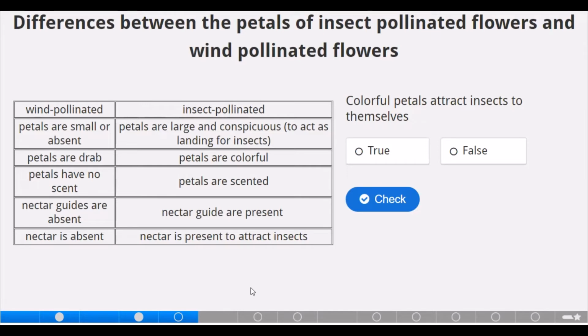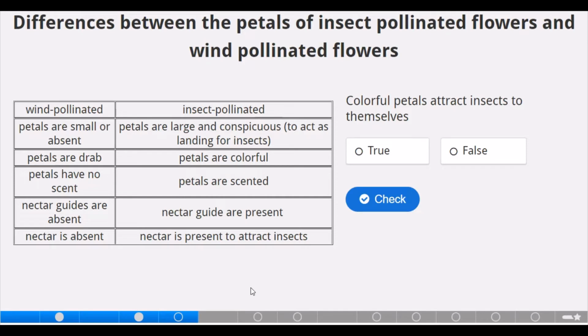This slide is showing us the differences between the petals of insect pollinated flowers and wind pollinated flowers. Wind pollinated flowers have small petals, or they don't have petals at all, while the insect pollinated flowers have large and conspicuous petals, which act as landing platforms for insects. The petals are also colorful, while in wind pollinated flowers, their petals are drab.